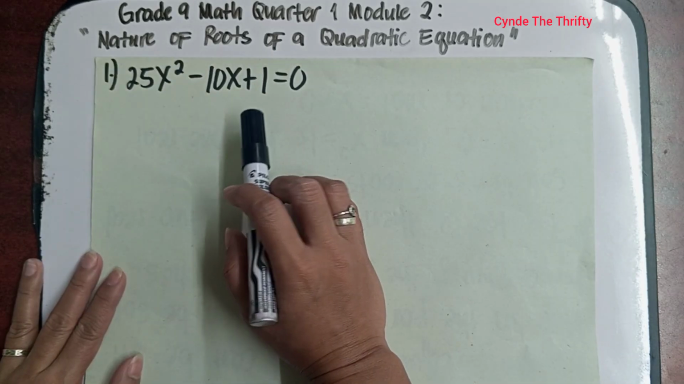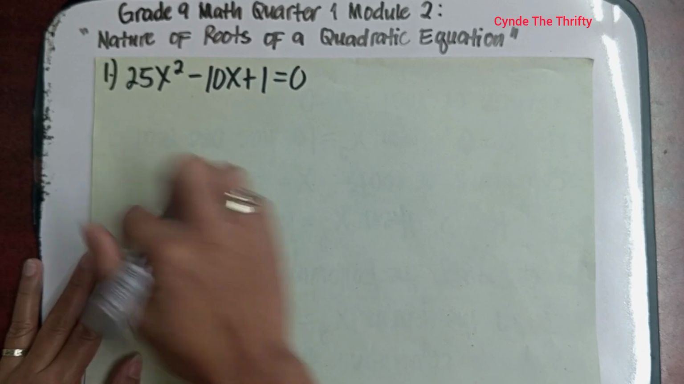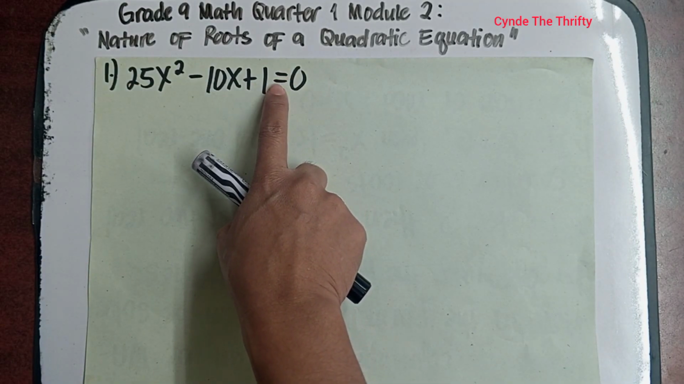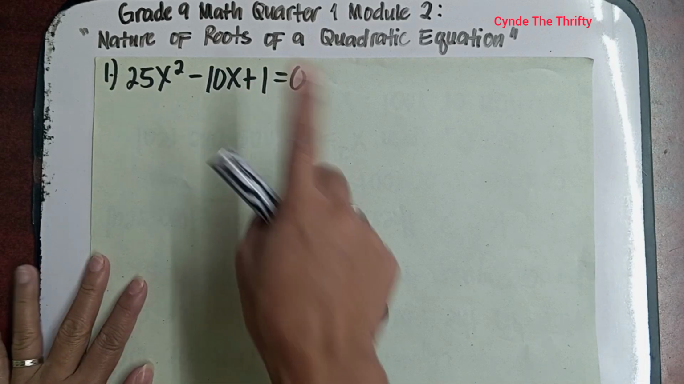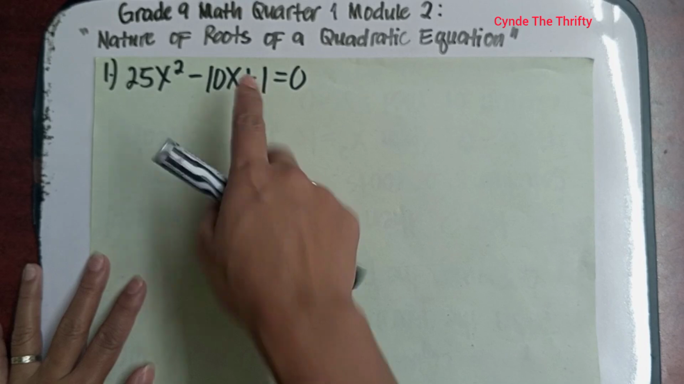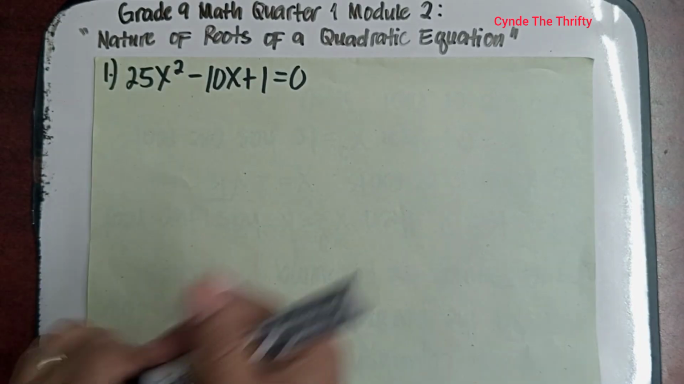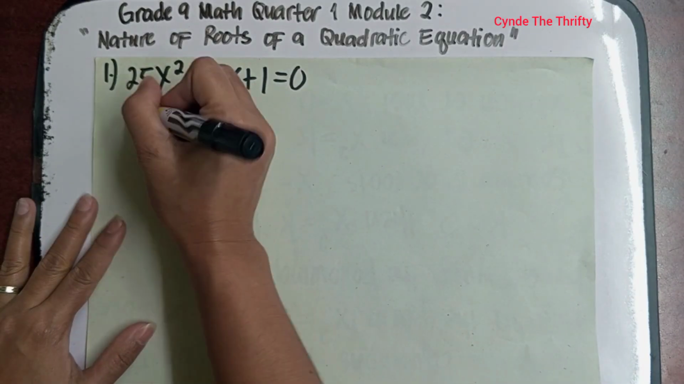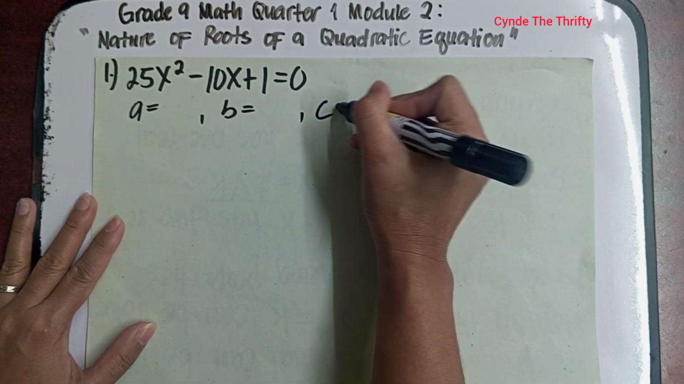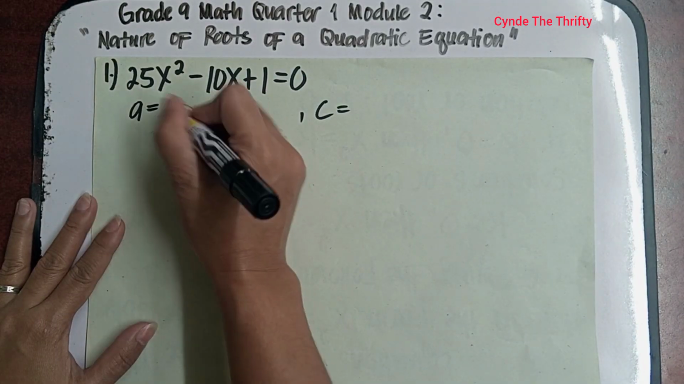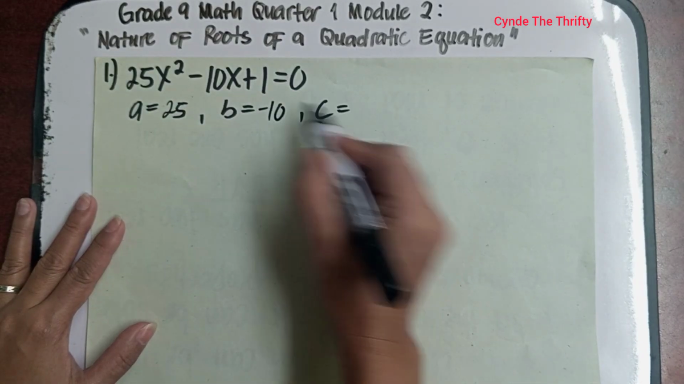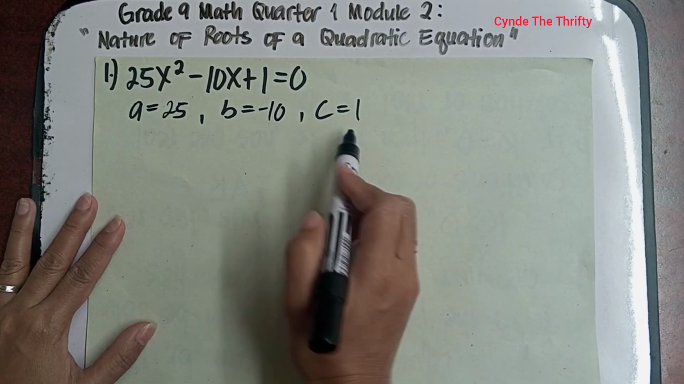Again, sa pag-solve ng discriminant, meron tayong 3 steps. So first is gawin nating standard form ang ating given. Okay, so since ang given natin is naka-standard form na siya in the form of ax squared plus bx plus c is equal to 0. So, punta na tayo sa step 2. Ang step 2 is i-identify natin ang value ng a, ng b, at c. Okay, so ang value ni a is 25. Ang value ni b is negative 10, at ang value ni c is positive 1. Okay, so na-determine na natin.